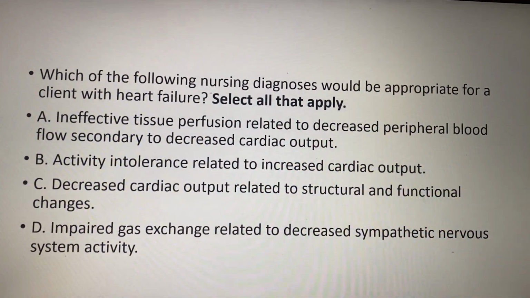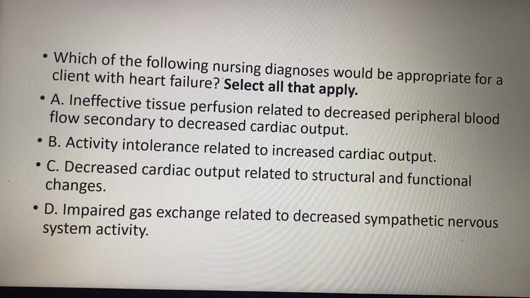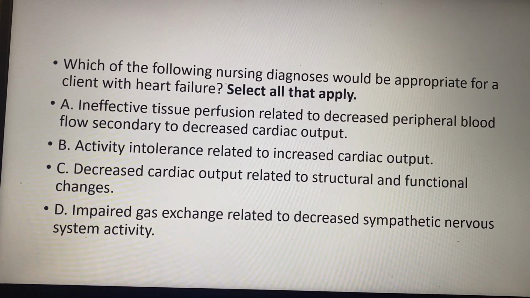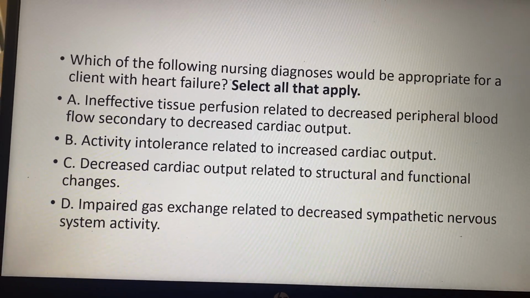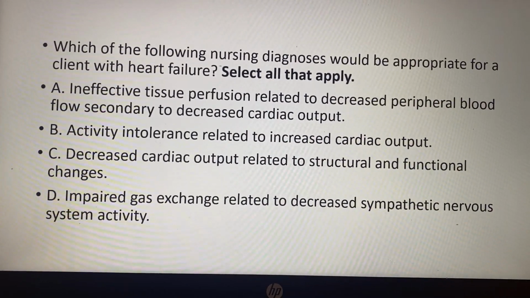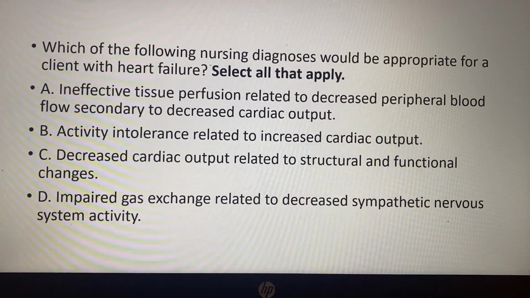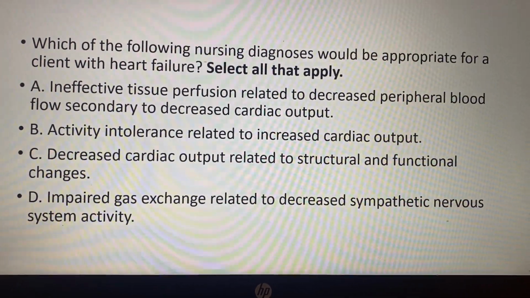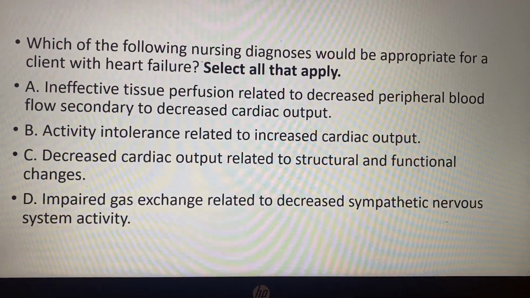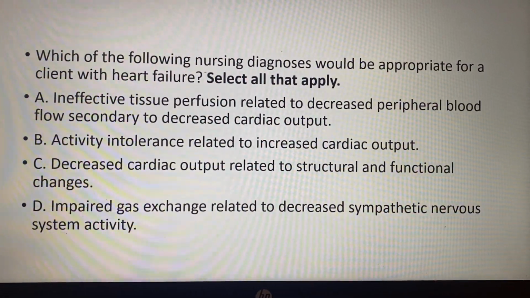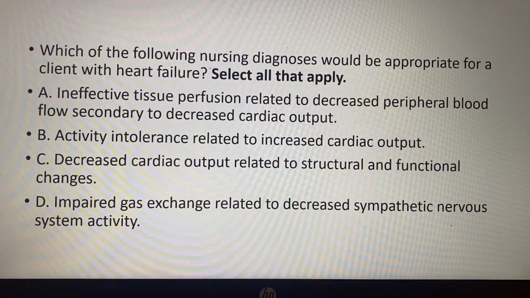Would it be nursing diagnosis A, ineffective tissue perfusion related to decreased peripheral blood flow, secondary to decreased cardiac output, or B, activity intolerance related to increased cardiac output, C, decreased cardiac output related to structural and functional changes, and D, impaired gas exchange related to decreased sympathetic nervous system activity. I believe this is a NurseLabs question.